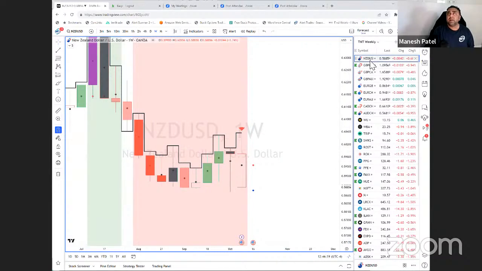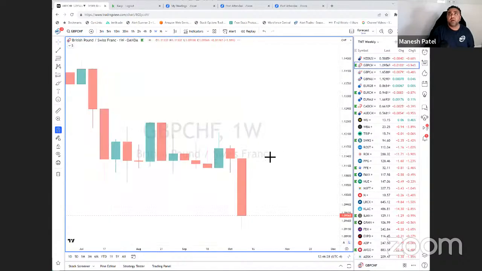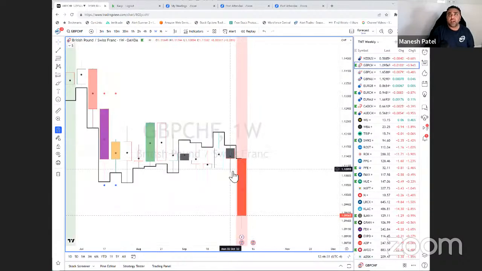So let's begin. Here's New Zealand USD. This had a shade here. It did not break the low at all, so there's no opportunity here for New Zealand USD. We never entered. Here's pound Switzy, had a shade. It broke the low here. We entered. At the end of the week, we're profitable. So that's a profitable trade.